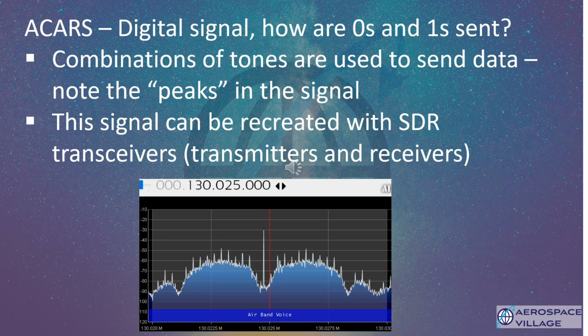ACARS is pretty cool. It uses a channel normally meant for voice communications to send data. If you see the tall peak at the center, that's the carrier on an AM signal, and they use a device much like a modem used for an old school telephone line to convert digital data to tones. Those are the smaller peaks you see off to the side. Then at the other end, those peaks and those tones are converted back into digital data.